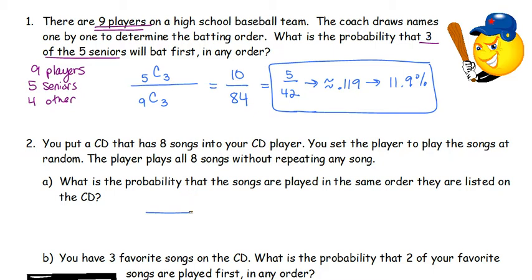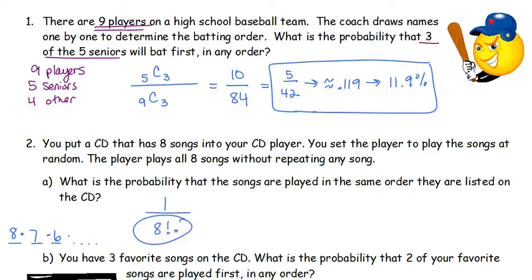That's the top number. On the bottom, how many total different ways are there to make it happen? In this case, there's only one right way. There's only one way that it can play in the exact same order as the CD. What we have to find is the total possible different ways. And in this case, if there's 8 songs, there's 8 for the first song to play, there's 7 options for the second, 6 for the third, and so forth, which gives us an 8 factorial.